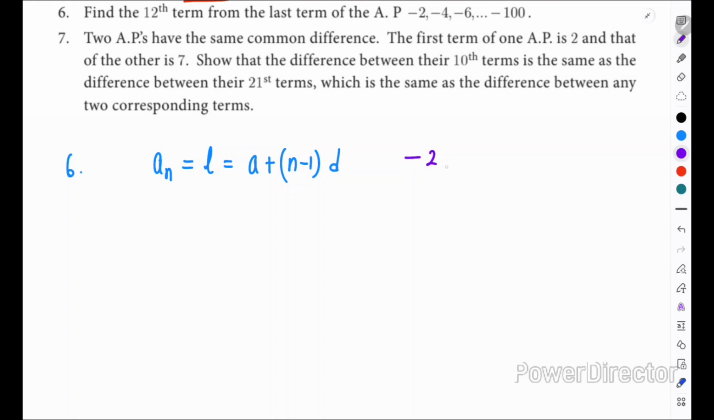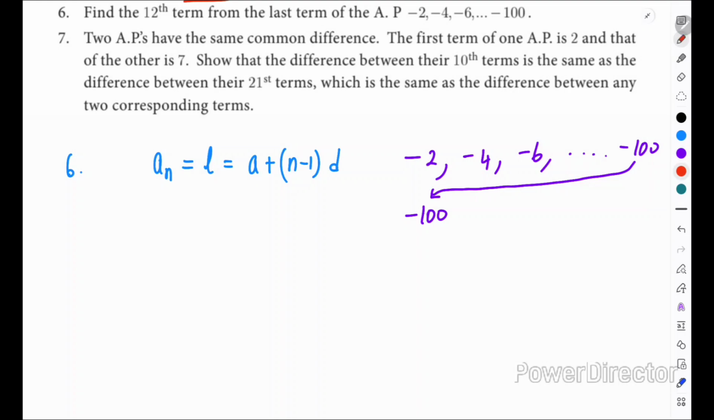They have given the sequence -2, -4, -6, dot dot dot, -100. So now look at the question and we are going to change the question. Find the 12th term from the last. So let me consider the last term as the first term. What is my last term? -100. I'm going to consider that one as the first term.